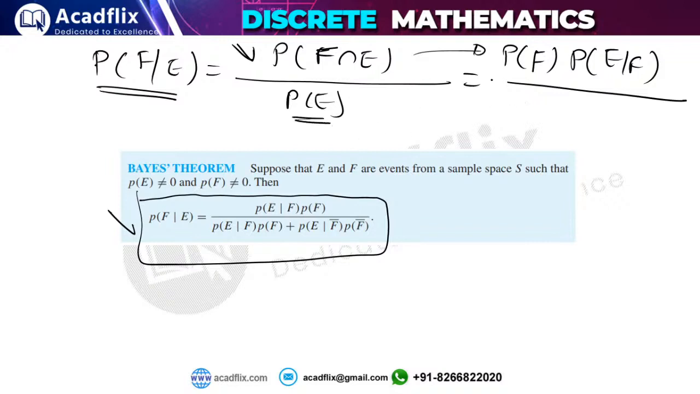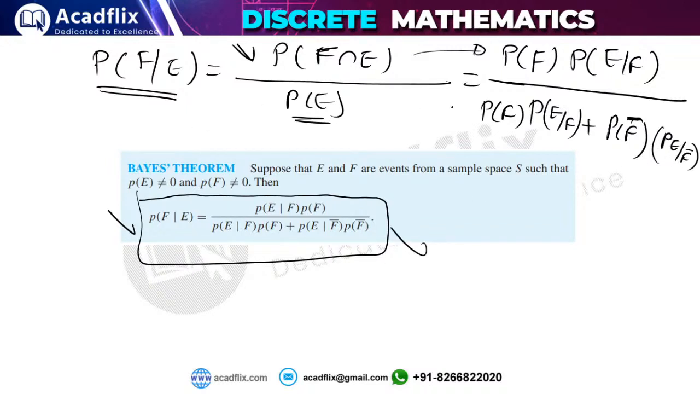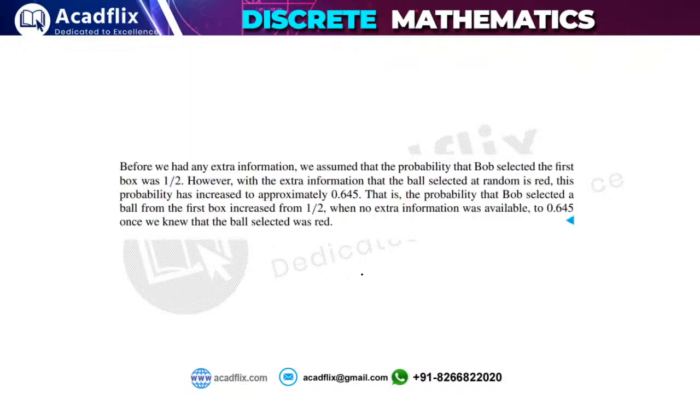What is this P(E)? This P(E) means either F will occur or F will not occur. If F is occurring, then once F has already occurred, what is the probability of E? Plus, if F is not occurring, then what is the probability of E given that F is not occurring? So this is your Bayes formula. This is how you can understand this formula, or you can memorize it. That is your wish. Let's take one example on the Bayes theorem.